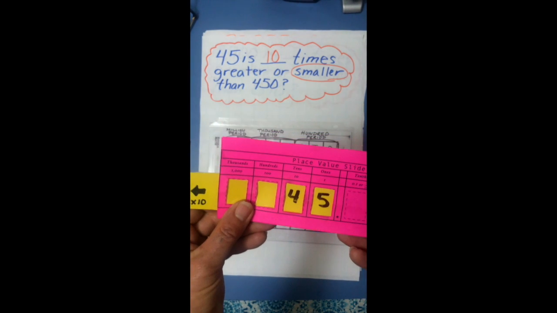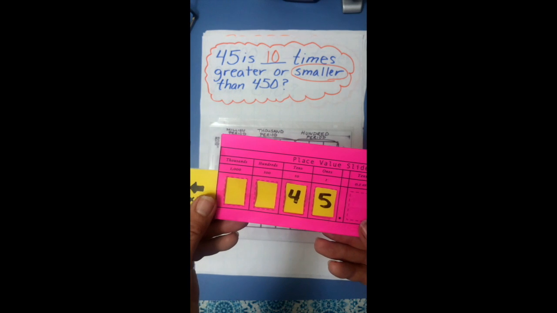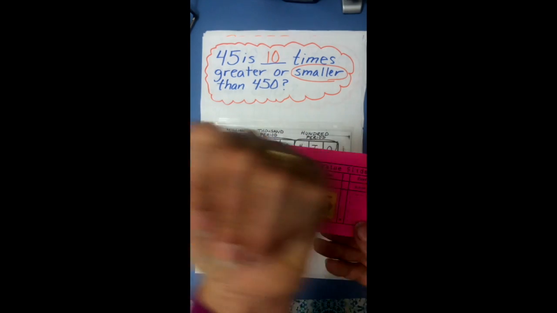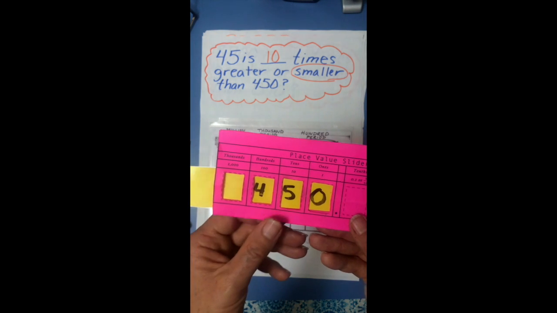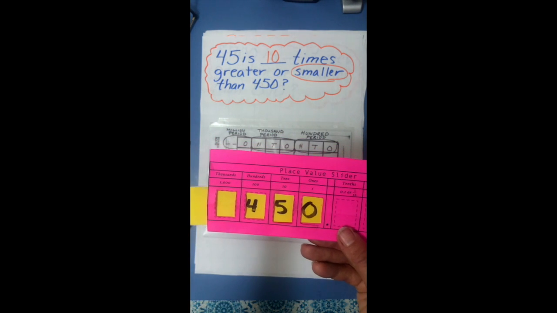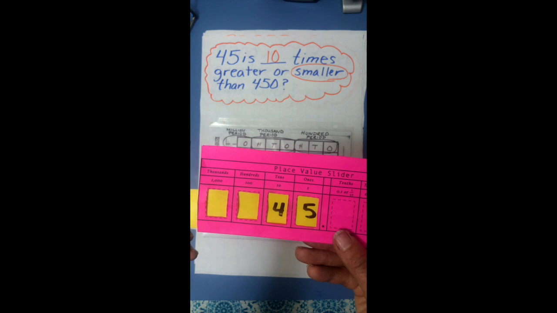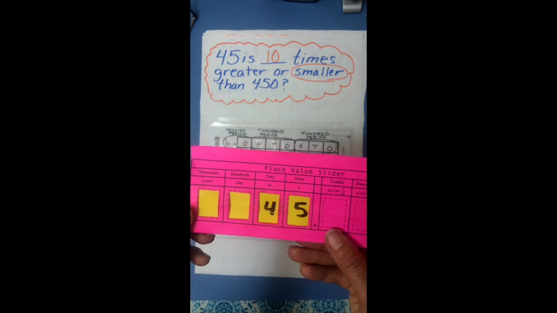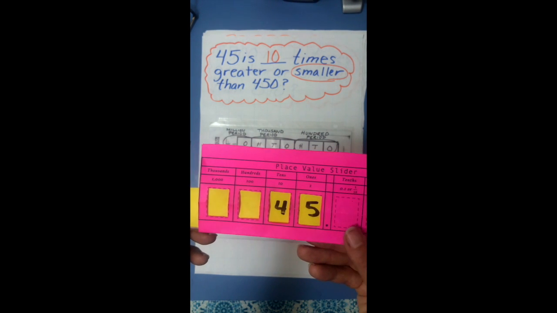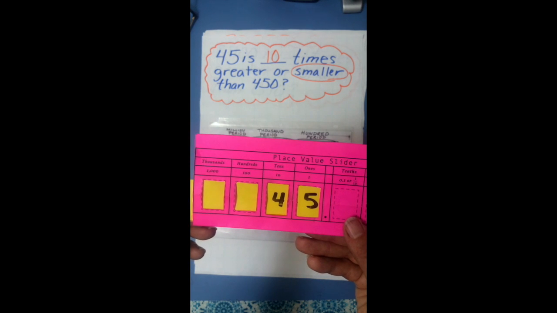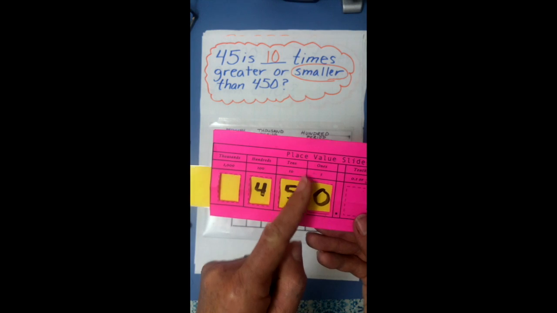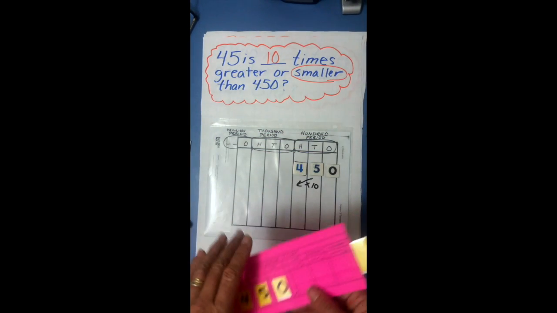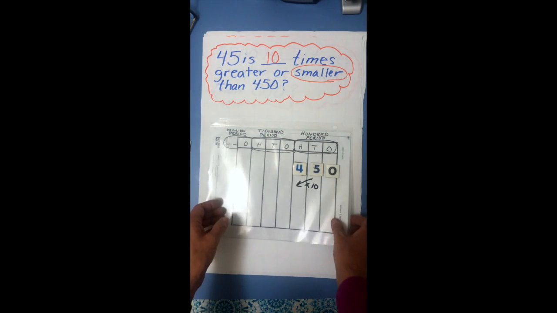Now you also can use this place value slider. We have 45, and if I just move it over one direction this way, I get 450. Now to get 450 to be 45, I divide it by 10. To get 45 to be 450, I multiply it by 10. So every time we cross over these lines, we're timesing by 10. Okay, next problem.